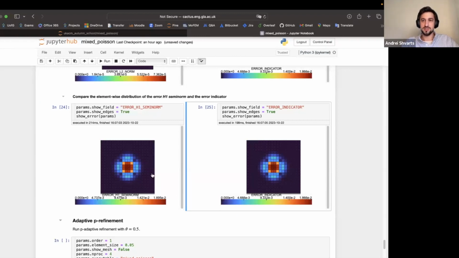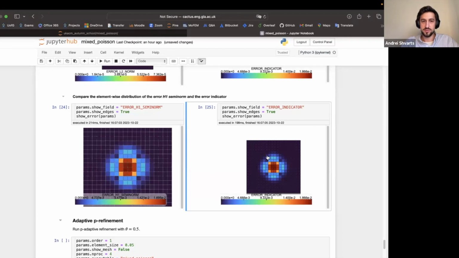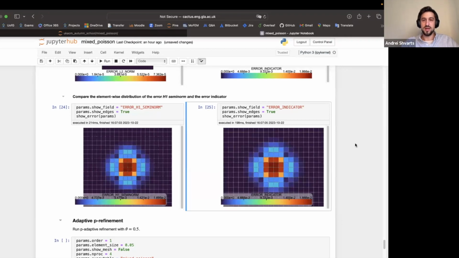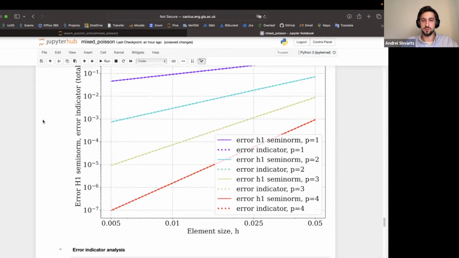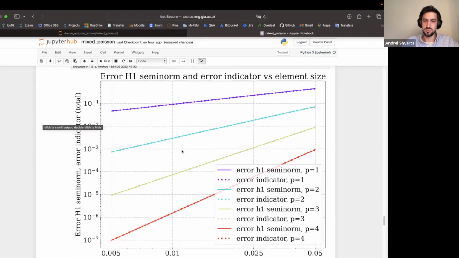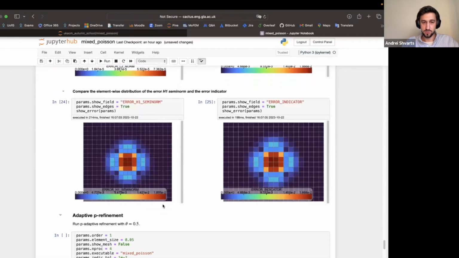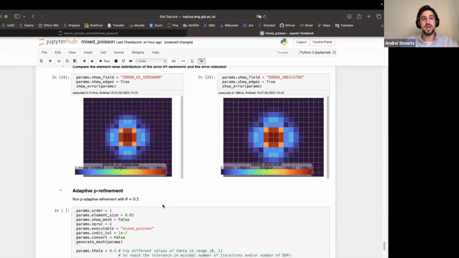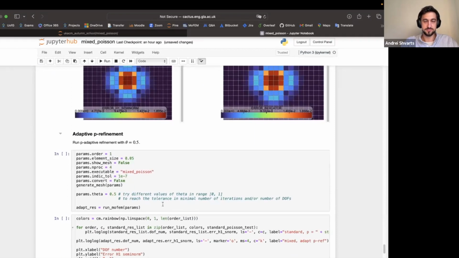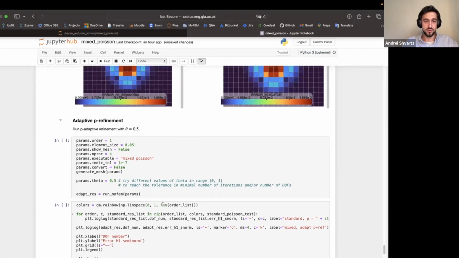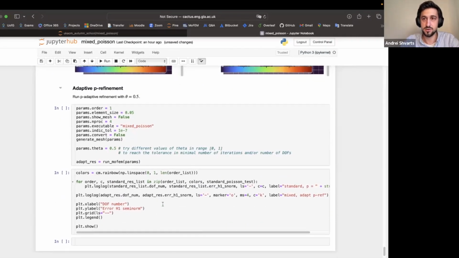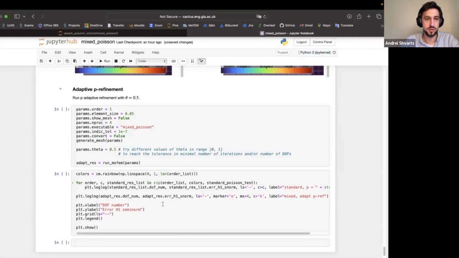So now we can visualize this per each element. We see what's happening at the element level. And we see how close the error indicator is to the real error. And that also explains now why we can distinguish these two in the plots. So I hope this proves that the error indicator is effective and we can use it for adaptive refinement. So this is what we are going to do in this last exercise in this notebook. So we will look into adaptive refinement.